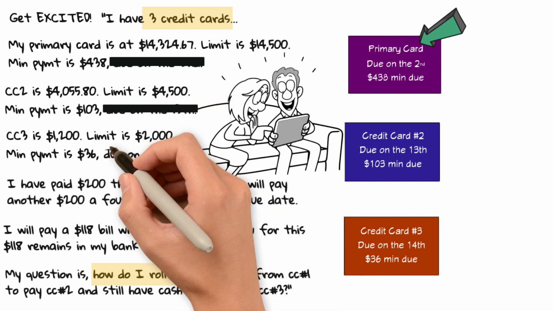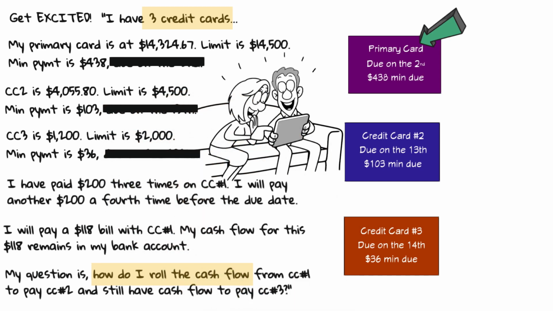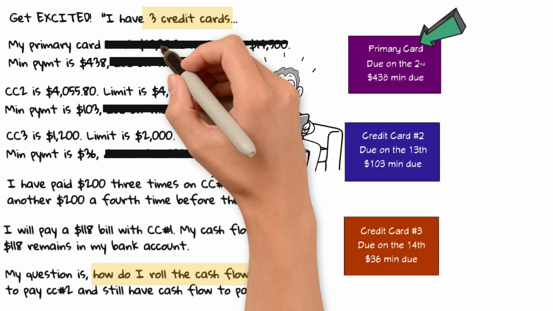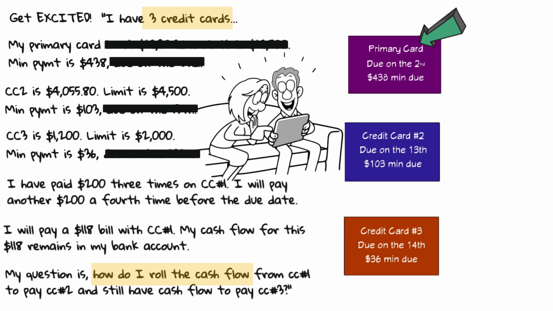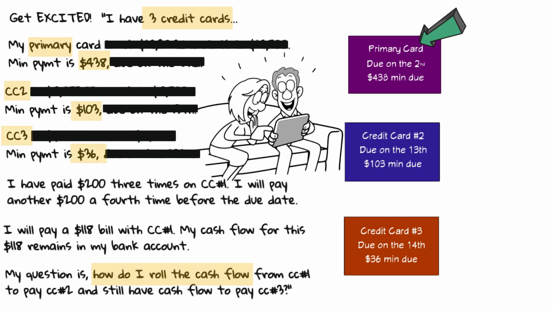And then he had the information in there about the balance on the card and the limit on the card, but that's not pertinent to cash flow, how you roll the cash flow. So I would just line through that information. I don't need that visual as my brain is trying to figure out what he's asking. The minimum payment, sure, because guess what? The minimum payment is your cash flow. So that information is pertinent. I will keep that information.